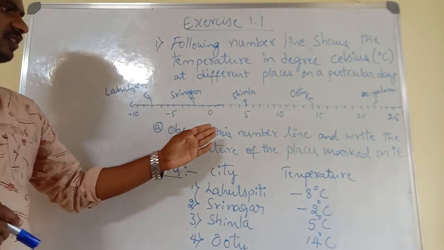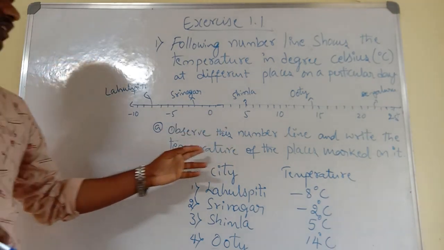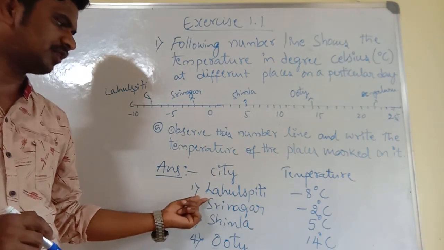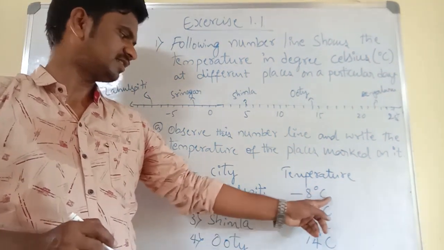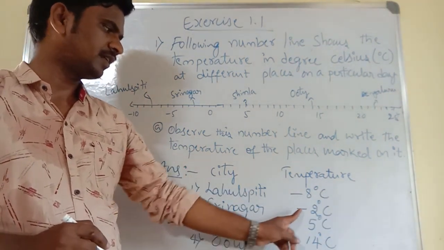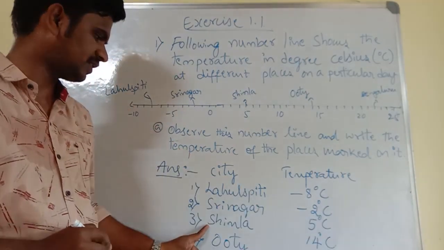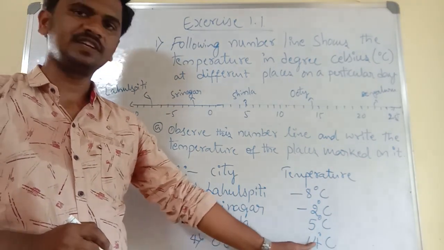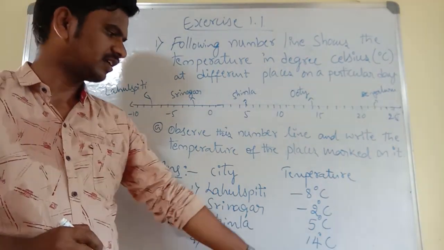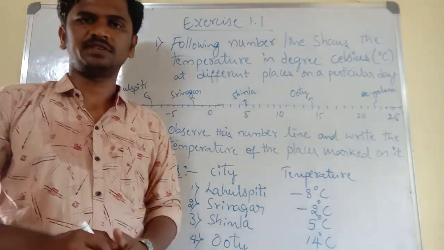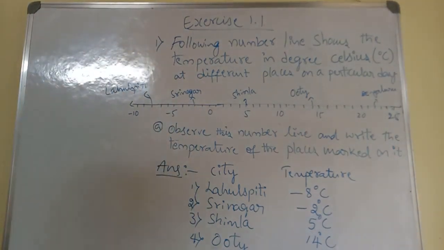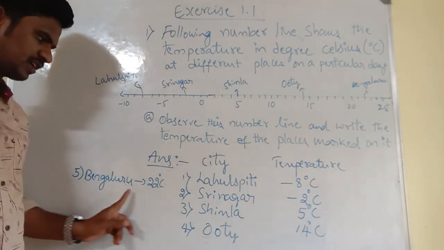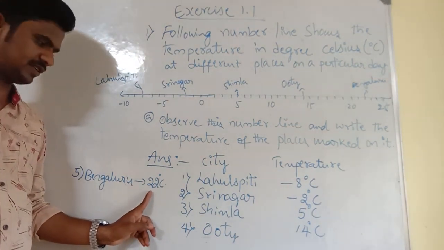That is, observe this number line and write the temperature of the following places marked on it. This is the solution of this question. The city Lahul Spiti has minus 8 degrees Celsius. The city Srinagar has minus 2 degrees Celsius. Next, Shimla has 5 degrees Celsius. And Ooty has 14 degrees Celsius. Next, Bangalore city has 22 degrees Celsius.